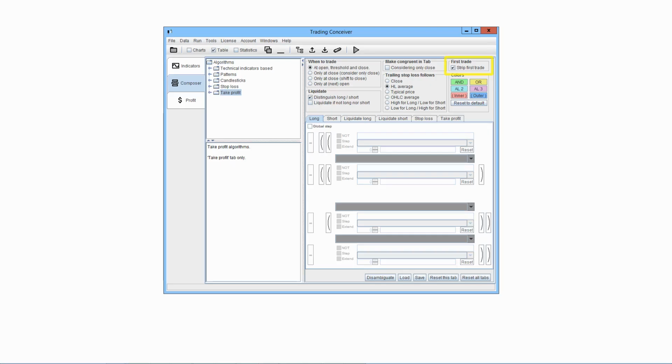Here, the concept of stripping, that is, deleting the first trade, is introduced. We explain why it is sometimes needed and how to activate it. Also, the rules that it applies are listed. Examples complete the description.